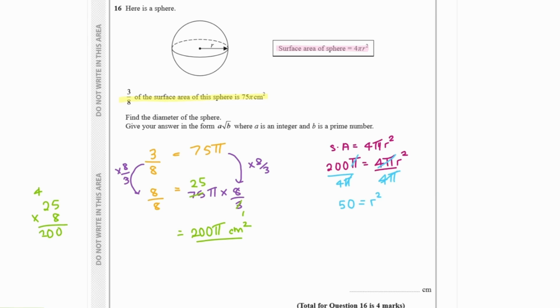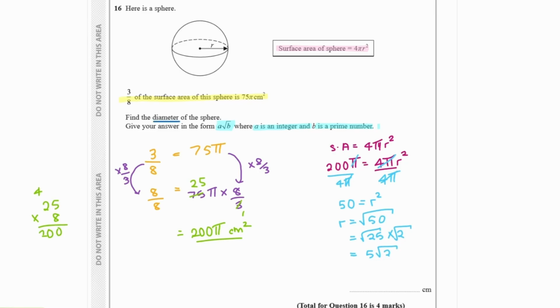We've been told in the question to give the answer of the diameter in the form a root b, and a needs to be an integer and b needs to be a prime number. So r would just be root 50, and as we can see, 50 is not a prime number, which means we would have to simplify this surd. So we can now write this as root 25 times 2, and root 25 can be written as 5, and root 2 is a prime number, so we can just write this as 5 root 2.